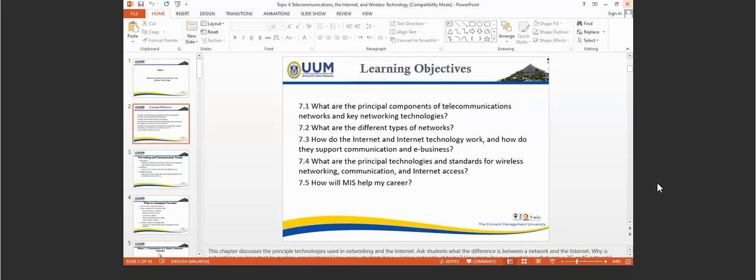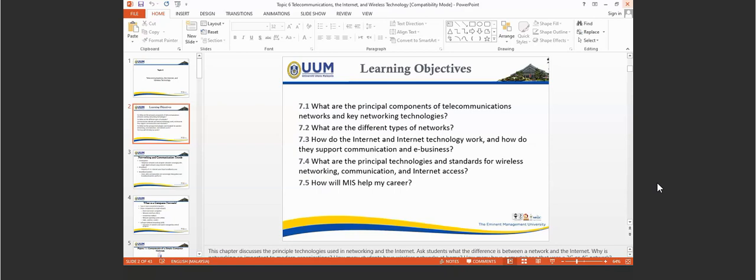What we are going to learn in this chapter: we are going to understand the components of telecommunications networks, and the key networking technologies, small or simple networks, large networks, and the different types of components. Also the internet and how internet technology works, and how the internet supports e-business. E-business now depends on connectivity. If you don't have internet, connectivity, telecommunication, wireless, all that networking technology, this supports e-business. What are the principal technologies and standards for wireless?